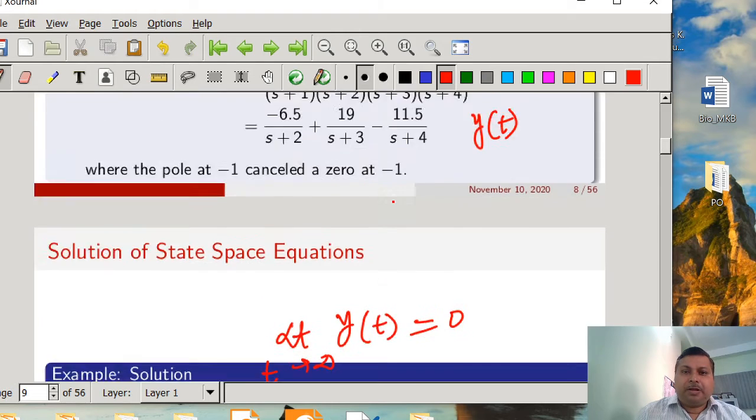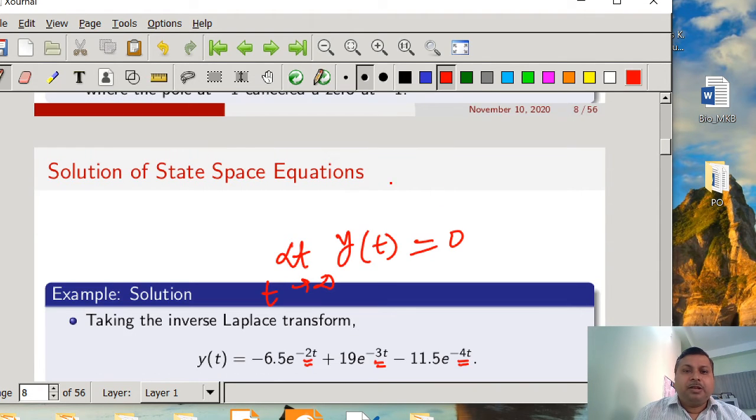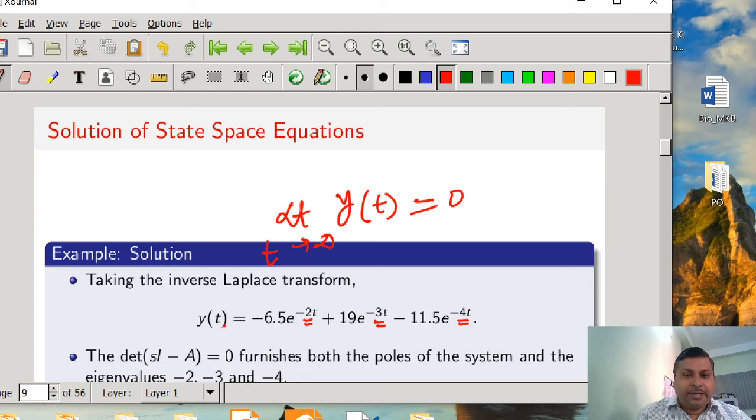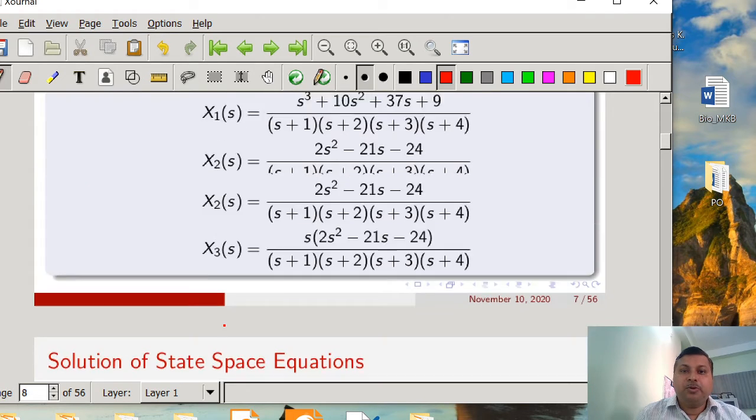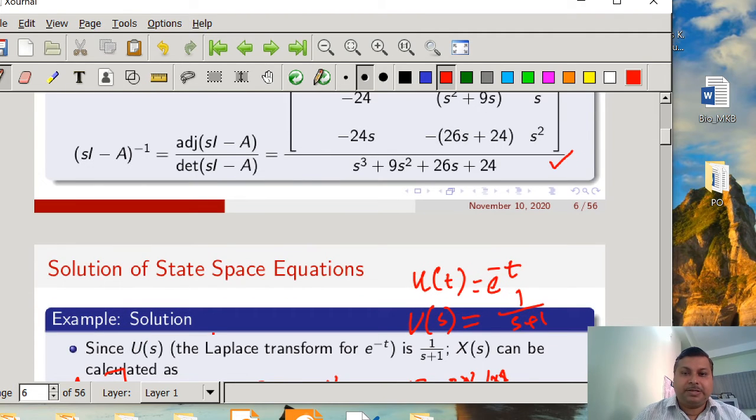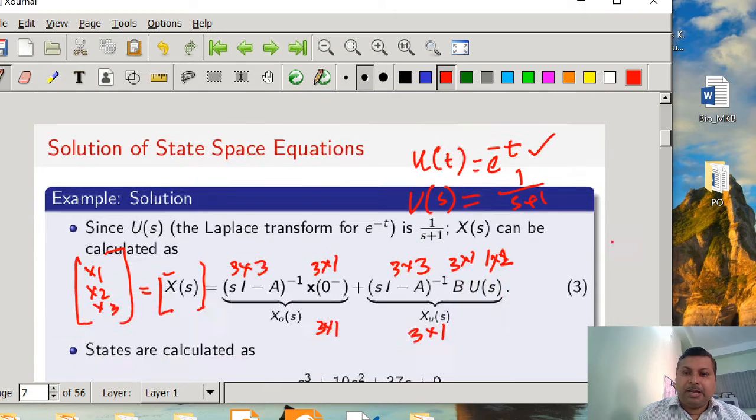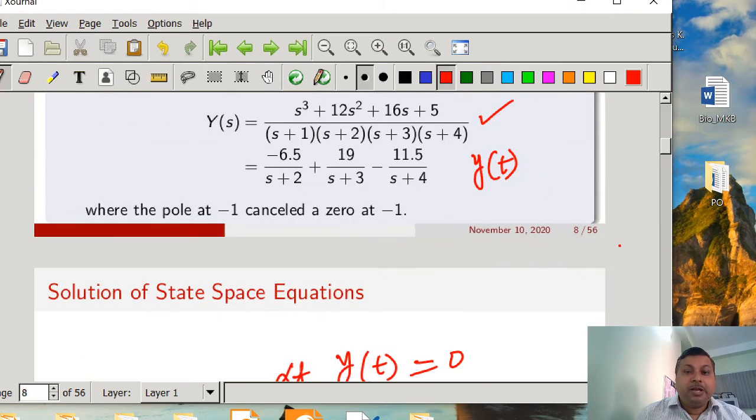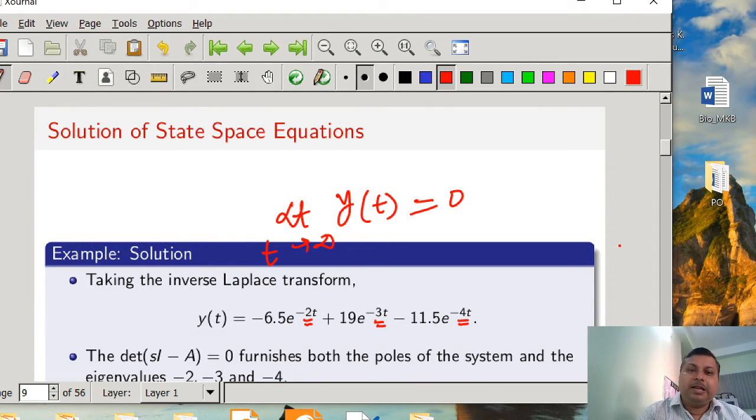And here, by observing the expression of y(t), you can comment about the BIBO stability, because we have given a bounded input e to the power minus t, which is a bounded input. For that you are finding that the output is also bounded, so at least here we can guarantee the system is BIBO stable. But when we are analyzing the system using state space representation, we can also comment about the internal stability of the system.